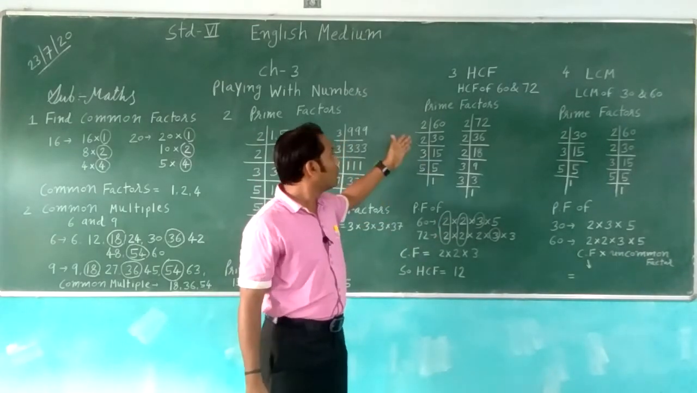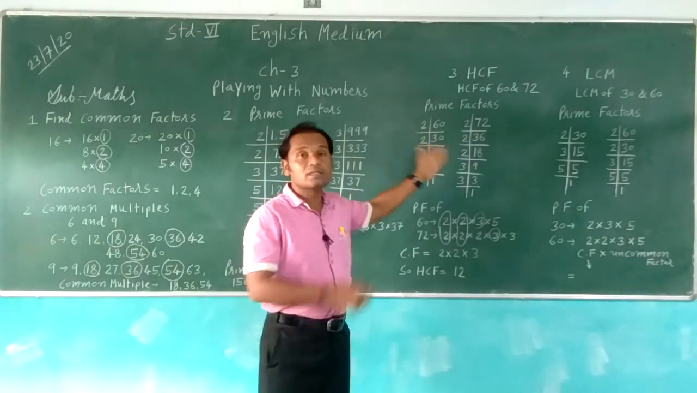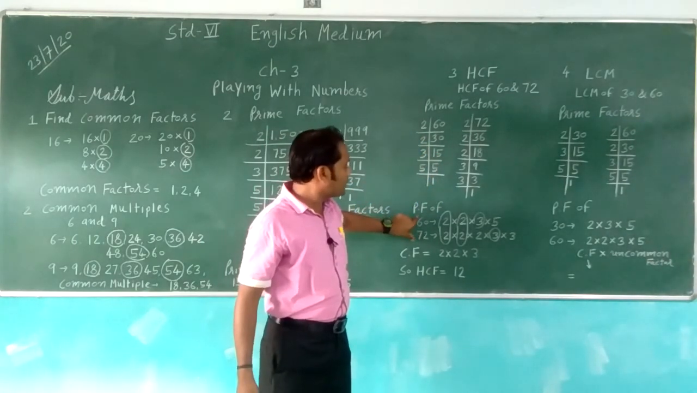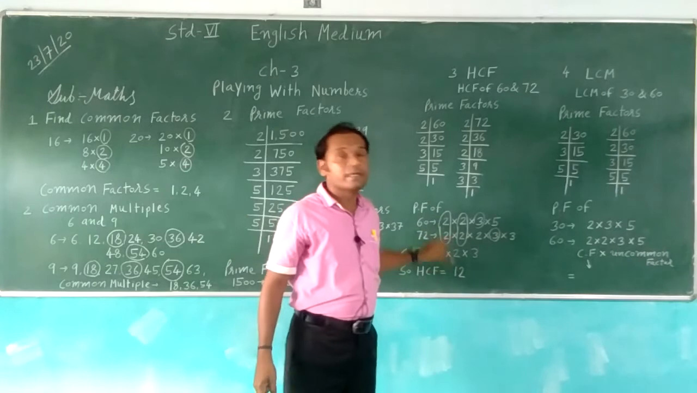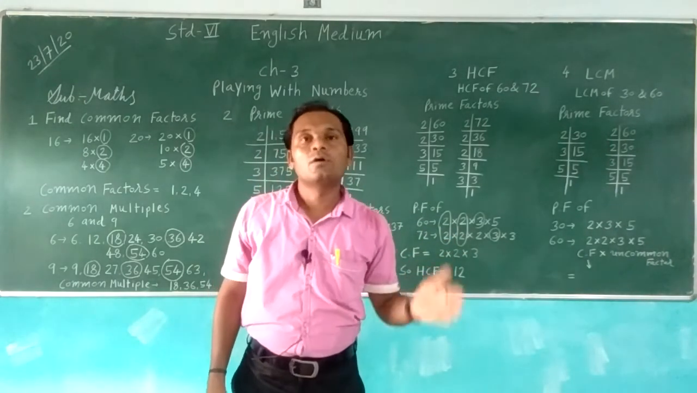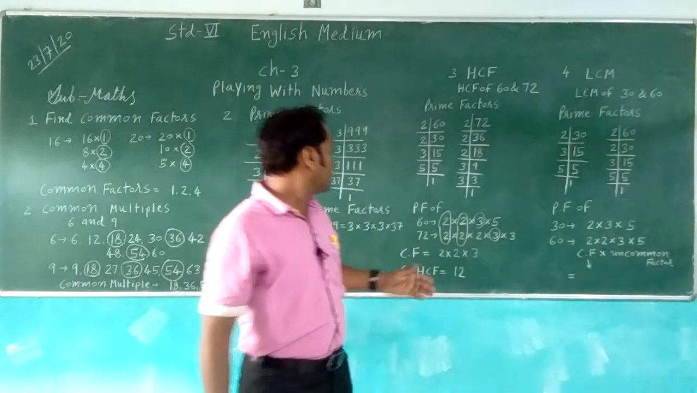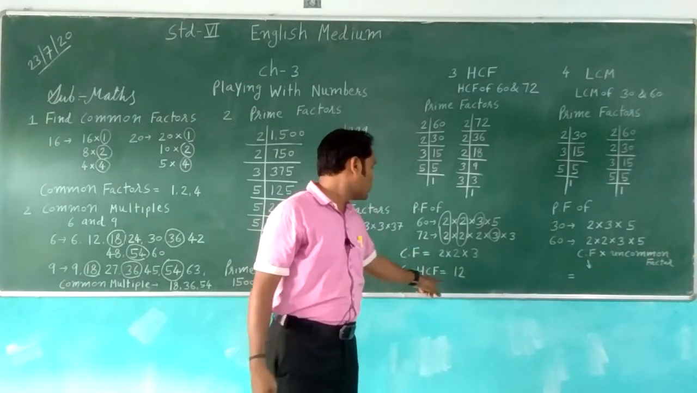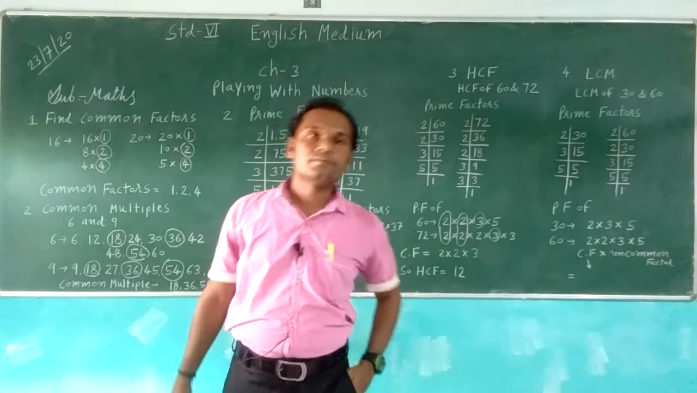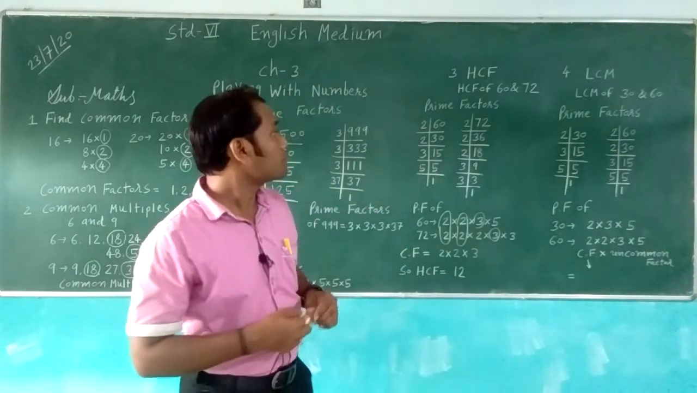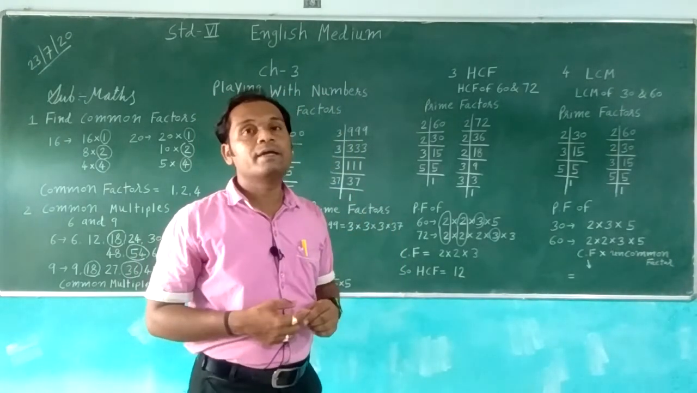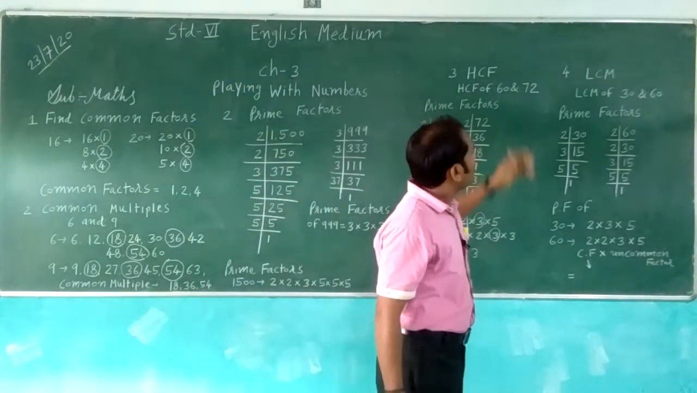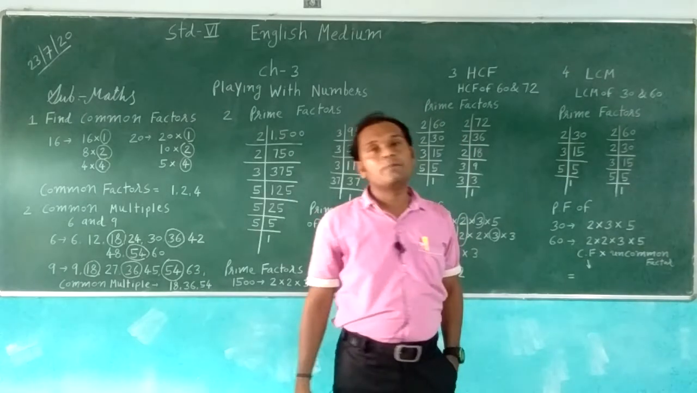We just need to find out prime factors of both the numbers and write the prime factors here, and from those prime factors we'll find out common factors, and the multiplication of common factors is the HCF. So the HCF is 12. I hope you understand. This way we can find the HCF of given numbers. Now, the LCM of a number.